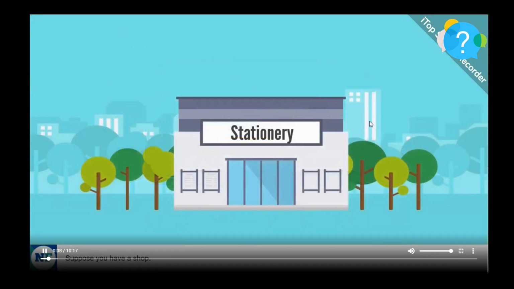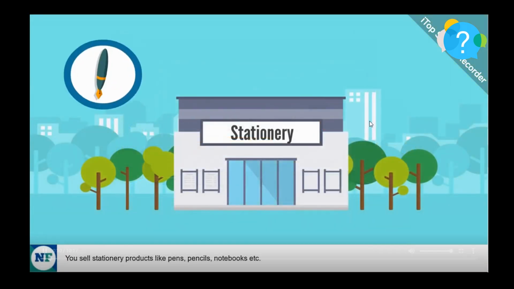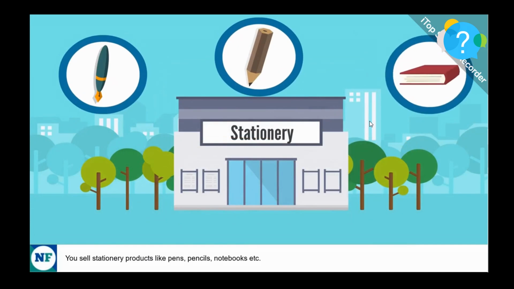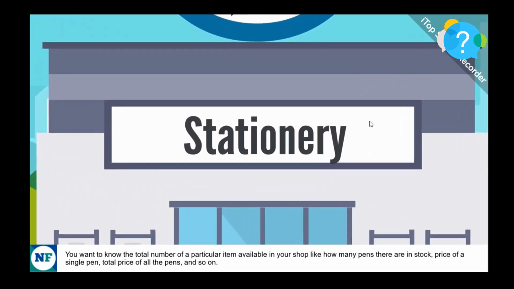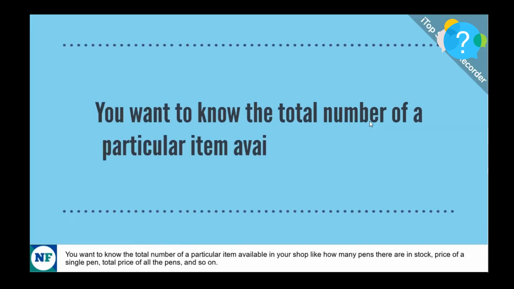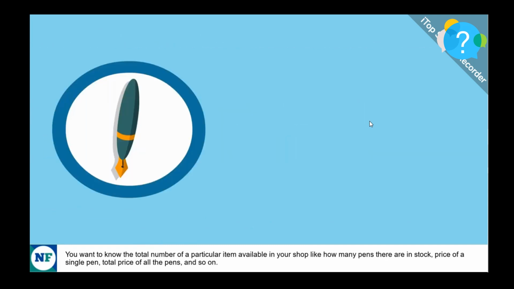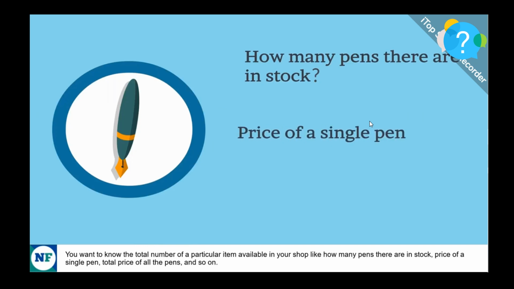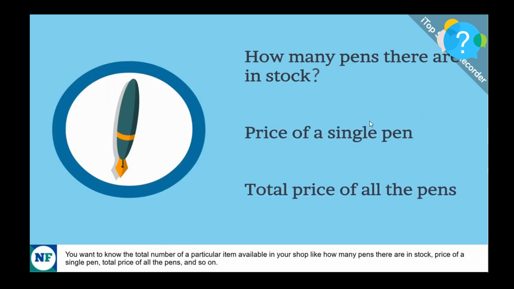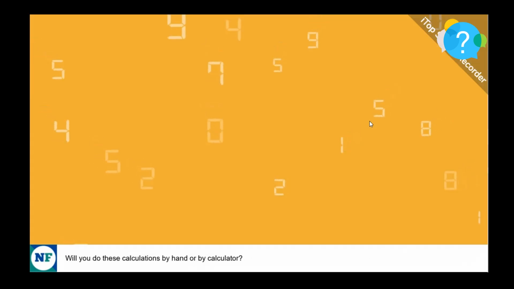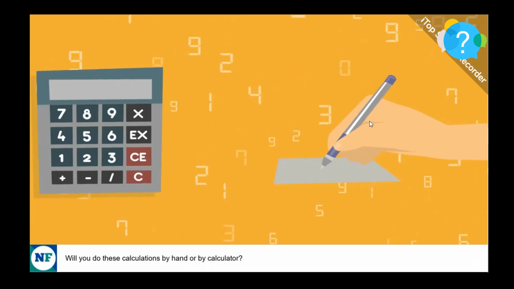Suppose you have a shop. You sell stationery products like pens, pencils, notebooks, etc. You want to know the total number of a particular item available in your shop, like how many pens there are in stock, price of a single pen, total price of all the pens, and so on. Will you do these calculations by hand or by calculator?